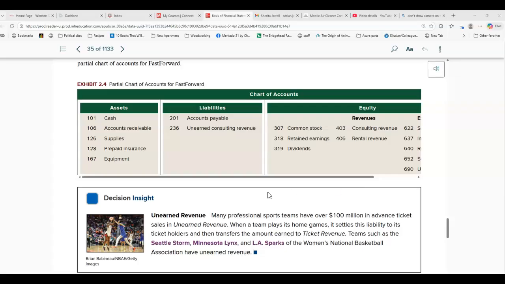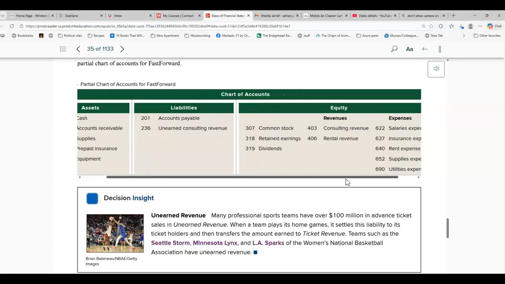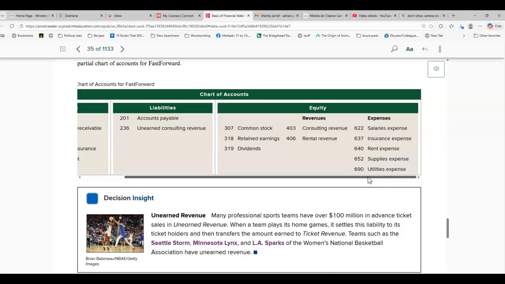This is a partial chart of accounts for the company that we're going to be working with in this chapter and later chapters. Fast forward, see that cash is 101, accounts receivable 106, supplies 126. As you can see, I won't read all these to you. Notice 1s are assets, 2s are liabilities, 3s are common stock, retained earnings, and dividends, 4s are revenues, and then they have 6s as their expenses.